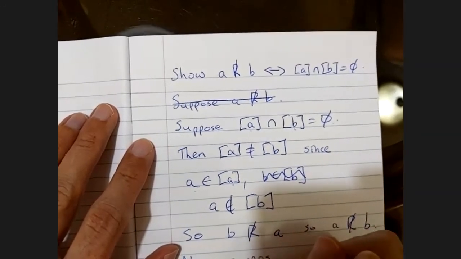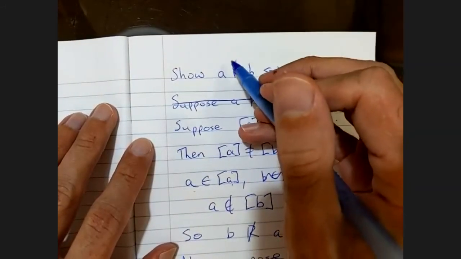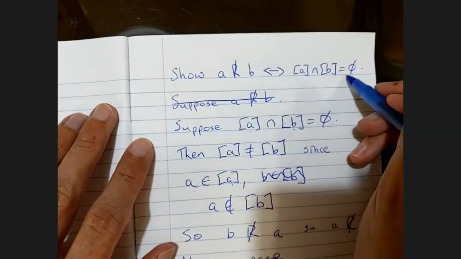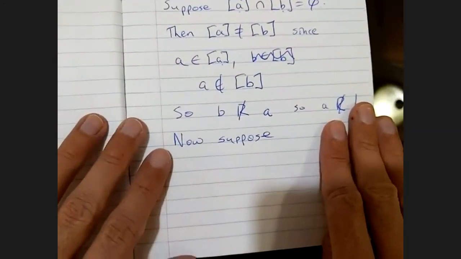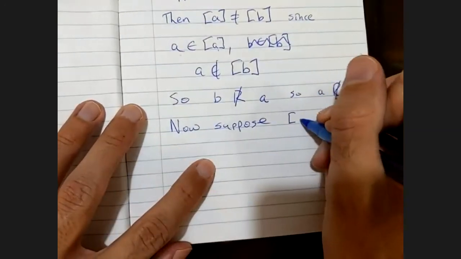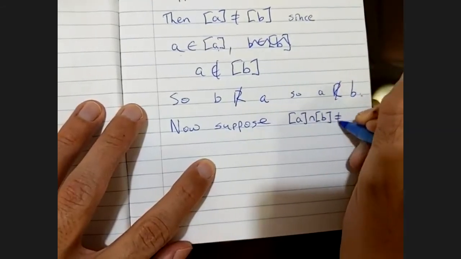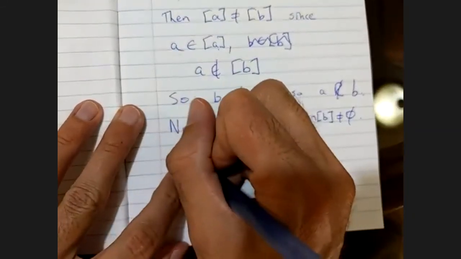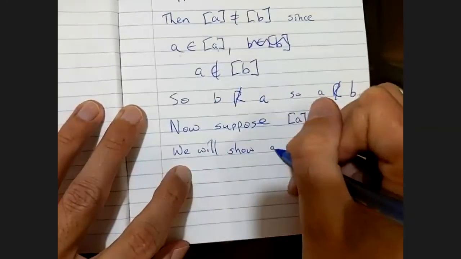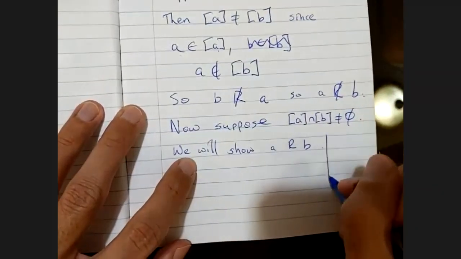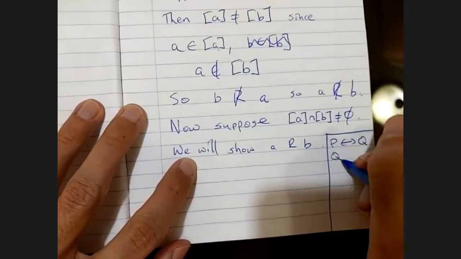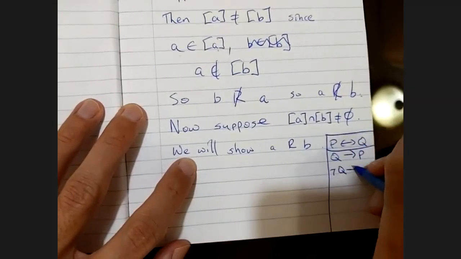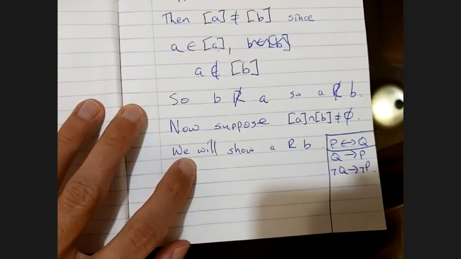Now, we've shown that if the equivalence classes are disjoint, then A is not related to B. Let's show that if the equivalence classes are not disjoint, then A is related to B. And then we will show A is related to B. If you remember back to propositional logic, we were trying to show P if and only if Q. So we've shown that not Q implies not P.